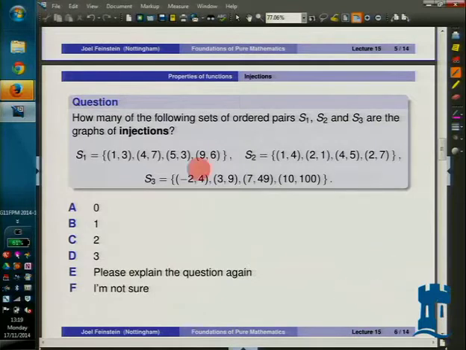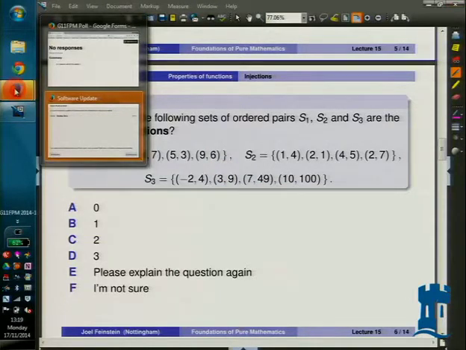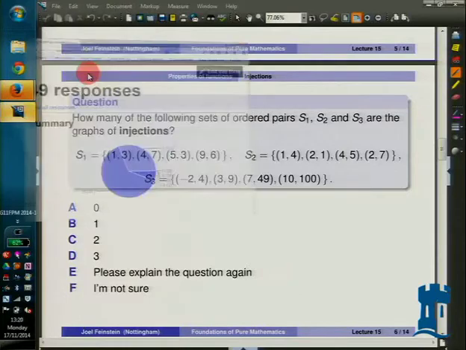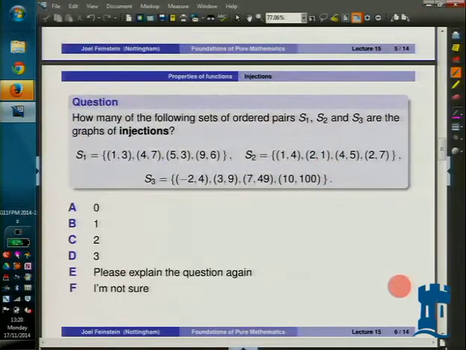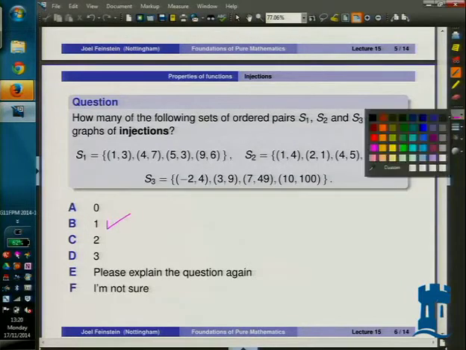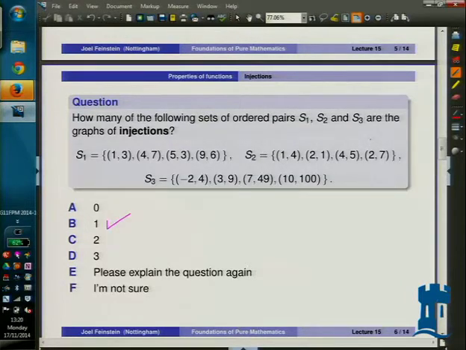So let's see what people went for. Last chance to vote if you haven't voted yet. 49 responses, with a majority in favour of B, with a reasonable number going for C. Okay, B is the correct answer. Let's see where the problems are.